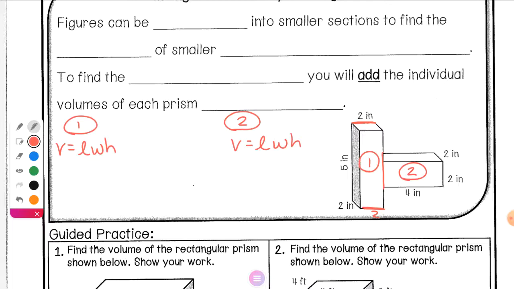For number 1, what is my length, my width, and my height? Ethan? 2 times 2. Okay, that's my length and my width. So 2 times 2 times 5. And what's 2 times 2? 4. Drop my times 5. Jake, what's 4 times 5? 20.